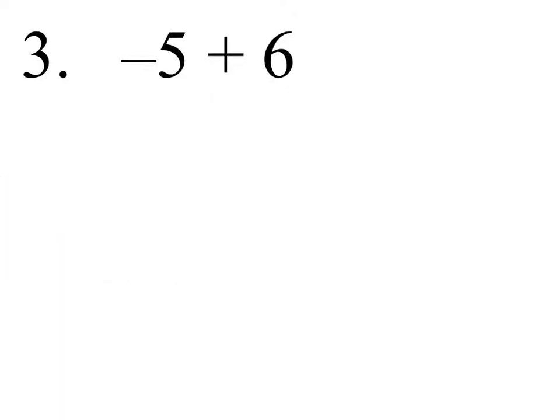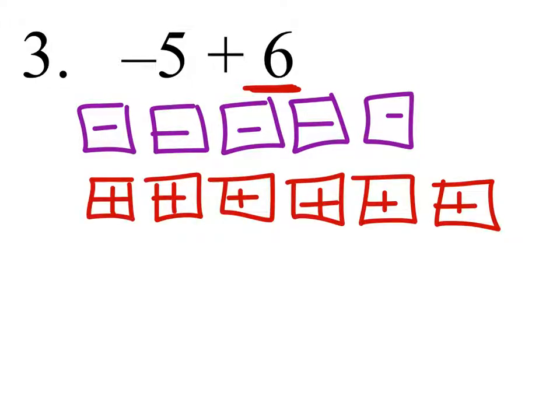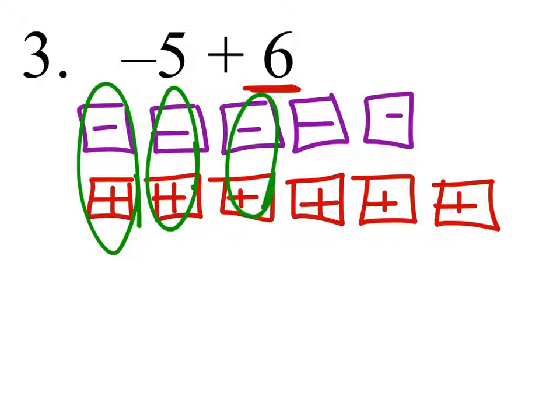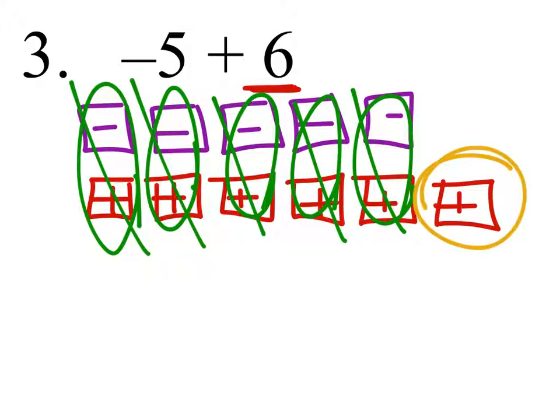Alright, number 3, this one has 5 negative tiles, so let's draw those out. 5 negative tiles. And then we've got 6 of these positive tiles that we're going to be adding to this. So let's draw those out. So there we go. So what is the sum if we add these? Well, since we're adding these, let's identify our zero pairs. There's a zero pair. There's another one. 3, 4, 5 zero pairs. All of these are going to cancel out, leaving us with just this one single individual positive 1 tile. And that would be our sum.